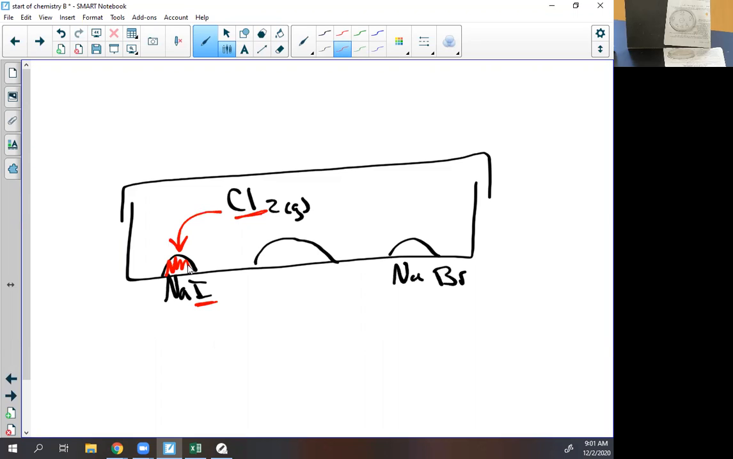Some of the droplets will change color. And if they change color, then chlorine is more reactive than this part. We don't care about the metal. They're all paired with a family 1 metal. We know the rules there.